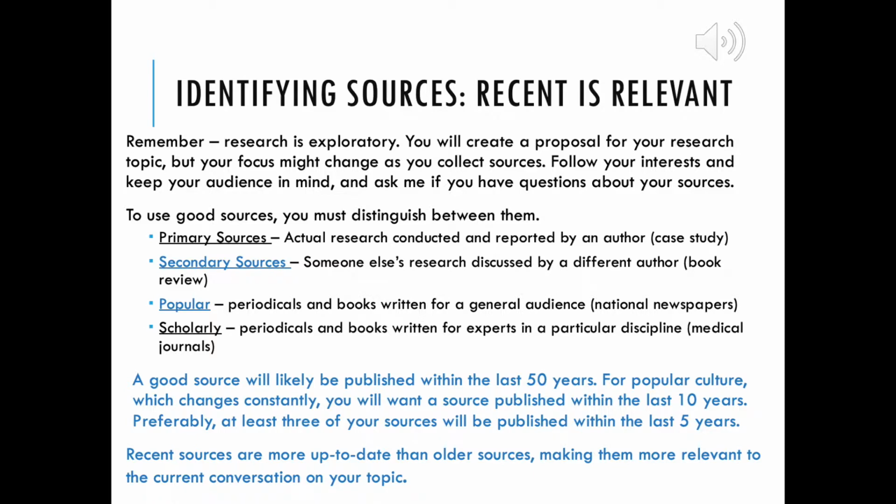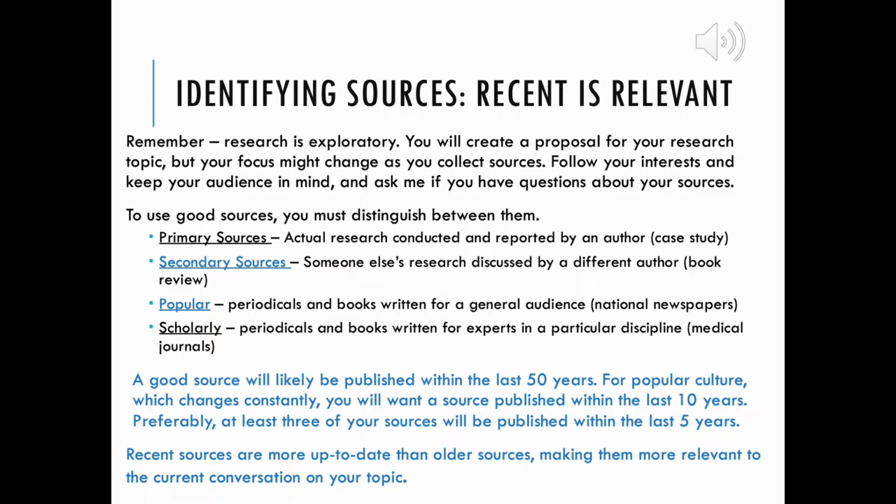There are also 2 different ways of reporting on information that's been researched. Popular means periodicals and books written for a general audience. This would be national newspapers and magazines. And scholarly, periodicals and books written for experts in a particular discipline, like medical journals.